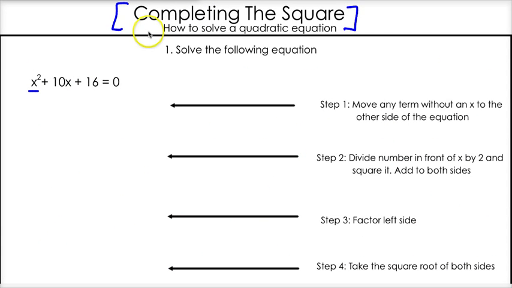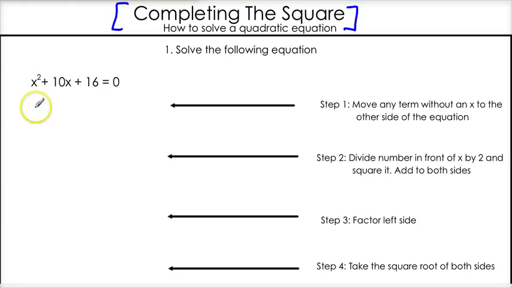Okay, so for the next part of the video, this is called completing the square. All right, and what we have is x squared plus 10x plus 16 equals 0. Now we know this is a quadratic because it has an x squared. So if you ever have an x squared and 3 terms like this, you can use completing the square. All right, every single time when you have that x squared.